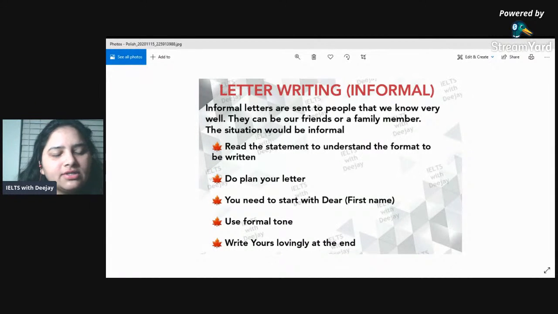Whatever points are given there, like the bullet points, you have to see, you have to do the planning to know how you have to write this letter, and then you need to start with dear and the name. Suppose dear Sam. This is how you will write the letter. And sorry, there is a typing mistake. You have to use informal tone. I have written formal by mistake here. You have to use an informal tone here, and you can use contractions here. Okay.